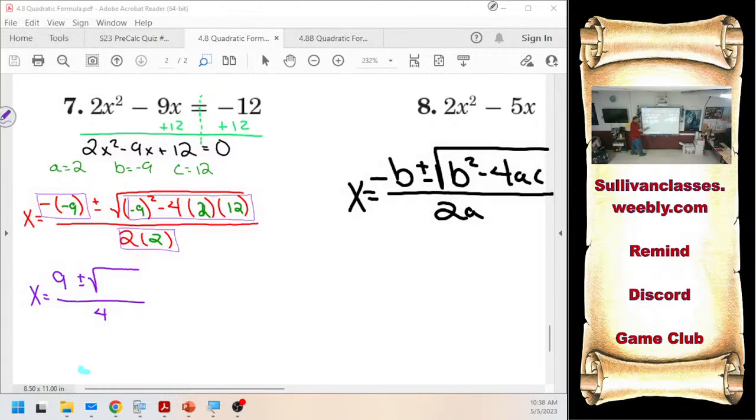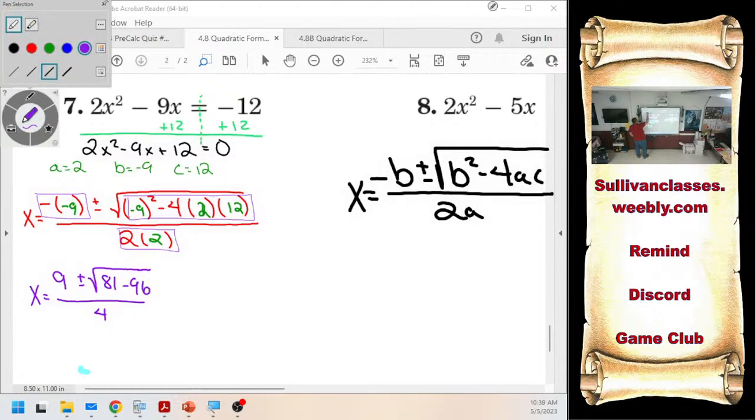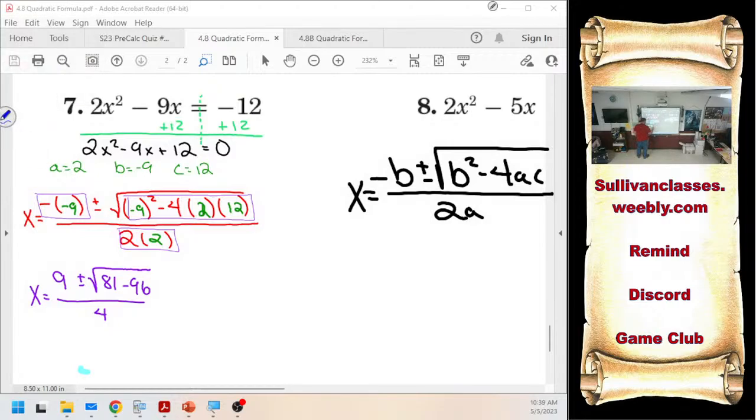So, let's try this again. We said 81. Just be careful about that. That's why we use parentheses. What's 4 by 2? By 12. Okay. I'm actually glad y'all chose 7, because what is 81 minus 96?